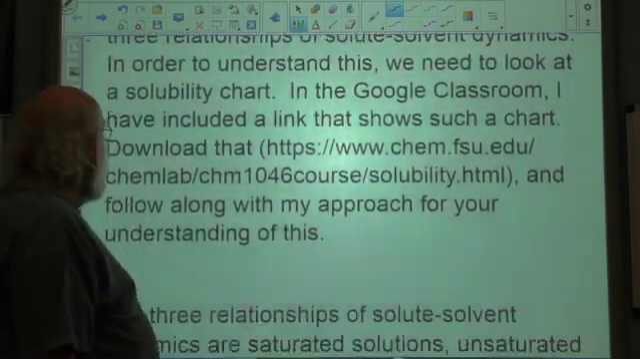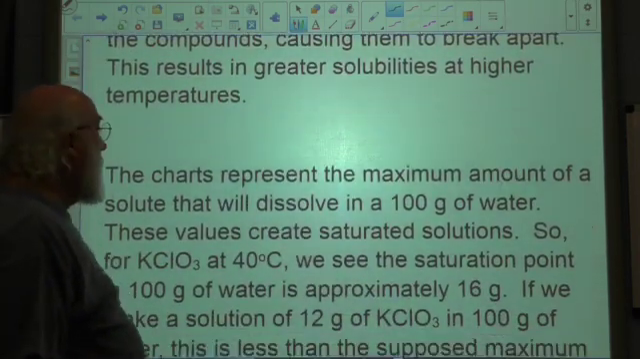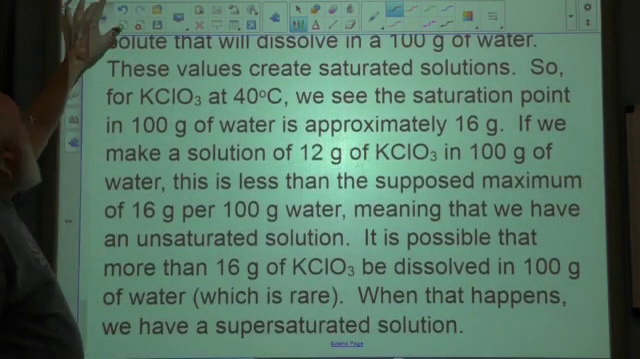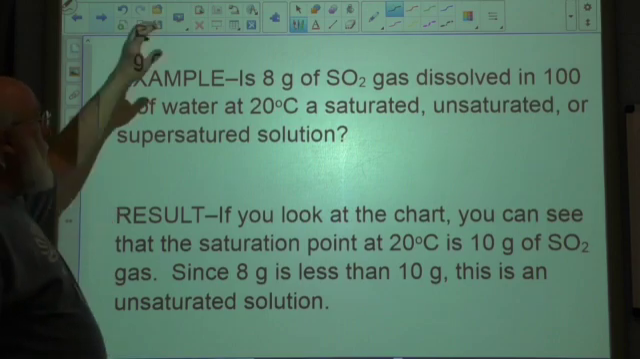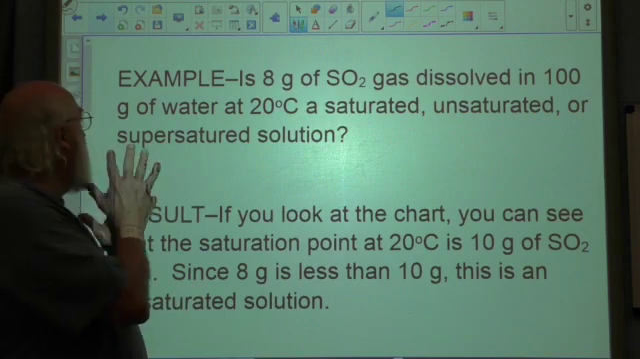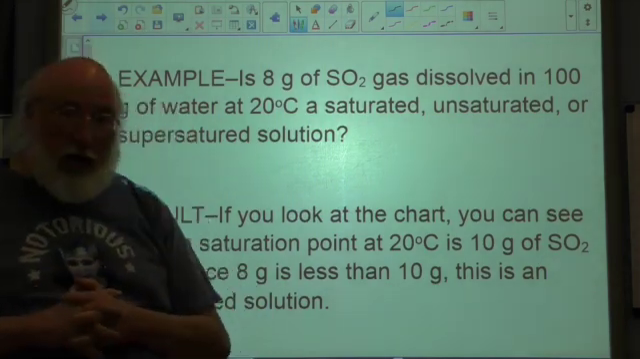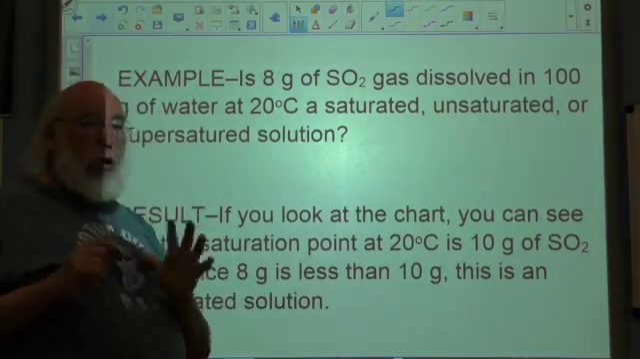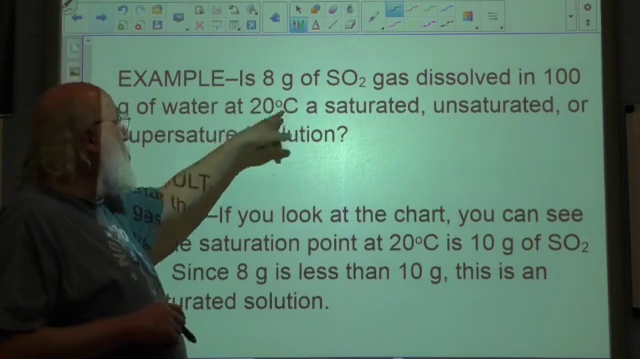You're going to be asked to find solubility at various temperatures. So here's an example. Is 8 grams of sulfur dioxide gas dissolved in 100 grams of water at 20 degrees Celsius a saturated, unsaturated, or supersaturated solution? So we're going to go to that chart and we're going to find SO2 at 20 degrees.